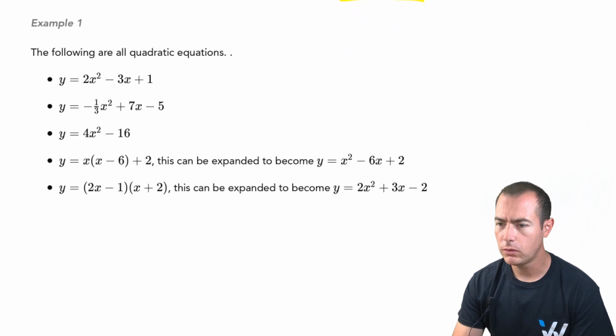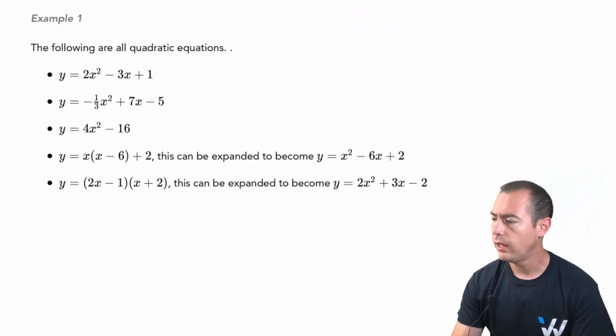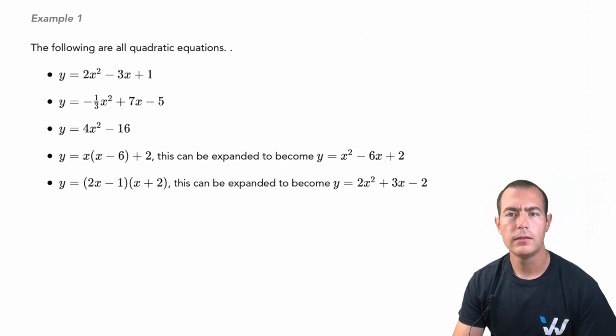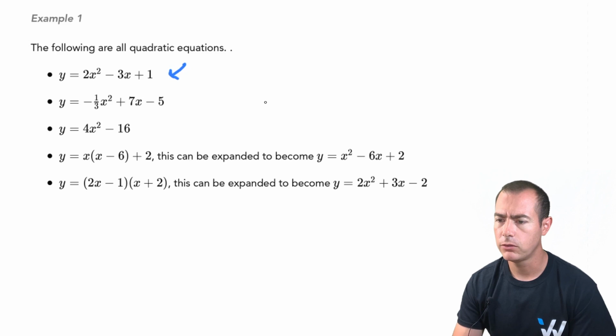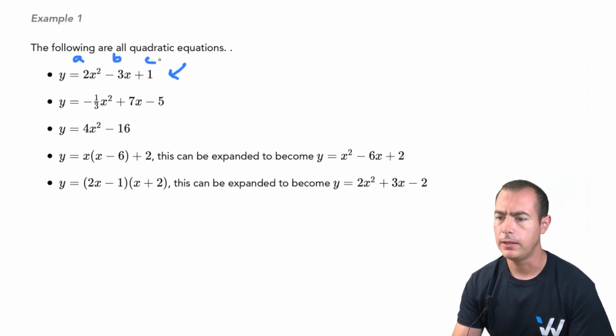Now, you want to use this to identify whether equations are quadratic or not. And the definition is kind of odd. It says if it can be written in this form, then you know it is a quadratic. So, if it already comes in one of these forms, like this first one that I have written here, 2x squared minus 3x plus 1, then it's pretty easy to identify as a quadratic. We can see that that 2 would be our value of a, the negative 3 would be our value of b, and that 1 would be our value of c.